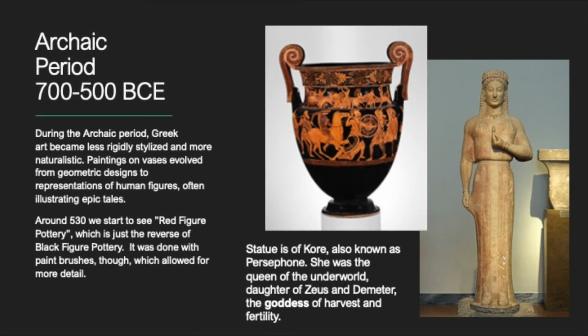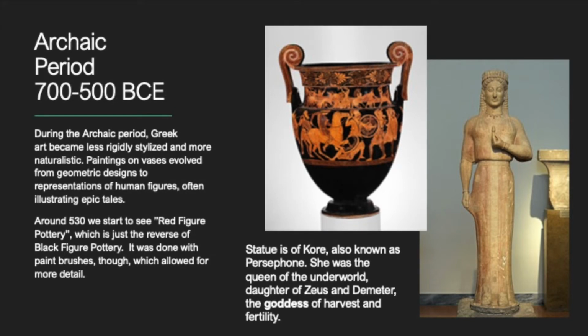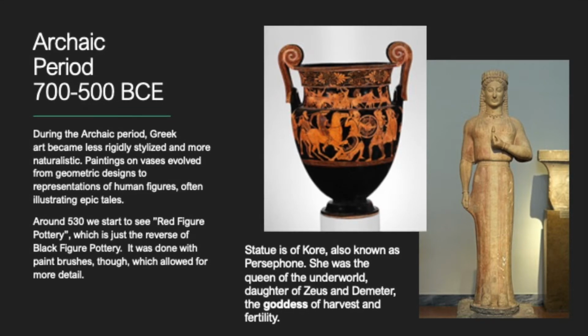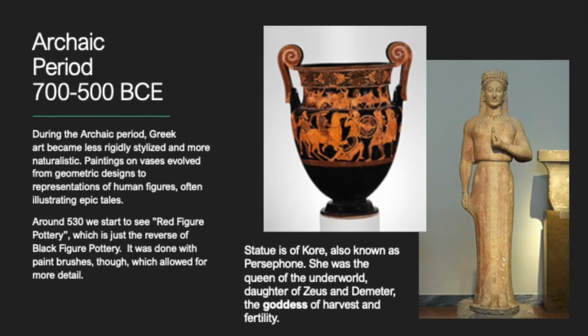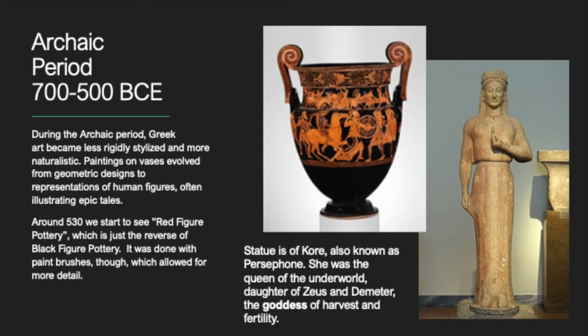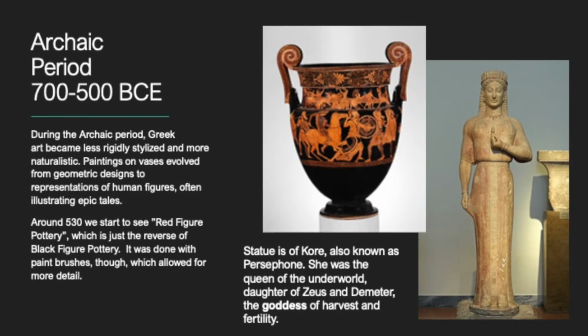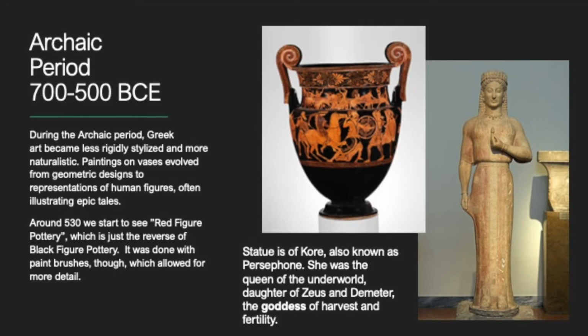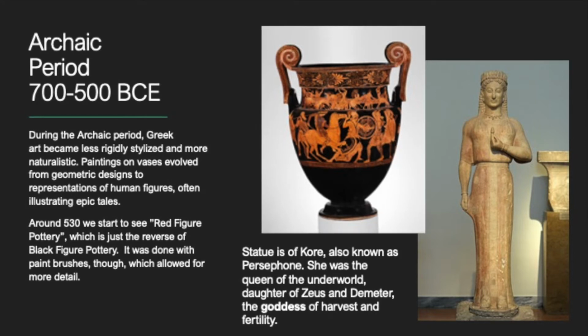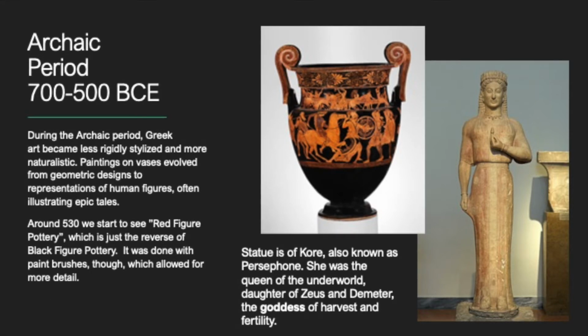During the archaic period, Greek art became less rigidly stylized and more naturalistic. Paintings on vases evolved from geometric designs to representations of human figures, often illustrating epic tales or the gods and goddesses. Around 530 BC, we start to see red figure pottery, which is just the reverse of black figure pottery. It was done with painted brushes, though, which allowed for more detail, while the black figure pottery was done with an etching tool and etched into the clay. Statues during this time period often represented gods or goddesses and were very stiff and expressionless, similar to the ancient Egyptian statues that came before.